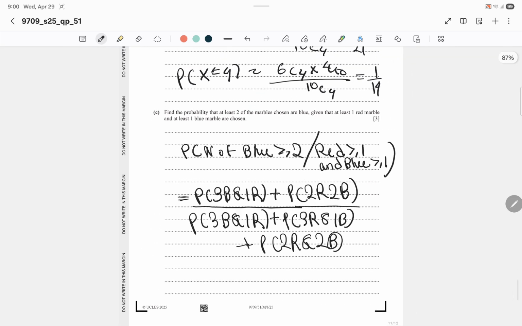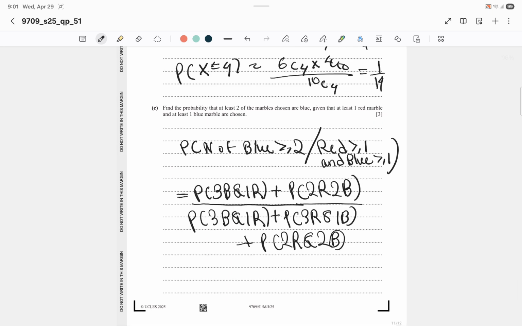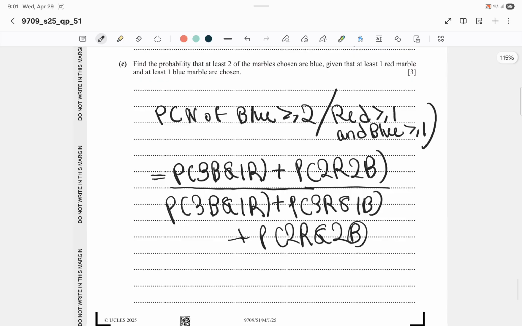Okay, this is pretty confusing actually. It's taking a long time to explain. So basically it says to find the probability that at least 2 of the marbles chosen are blue. So it can be 3 blue marbles, but it cannot be 4 blue marbles because that means there are no red marbles, and over here it also says at least 1 red marble. So at most there can be 3 blue marbles, and from that you can find the intersection of this and this.